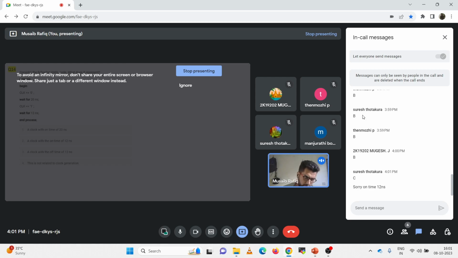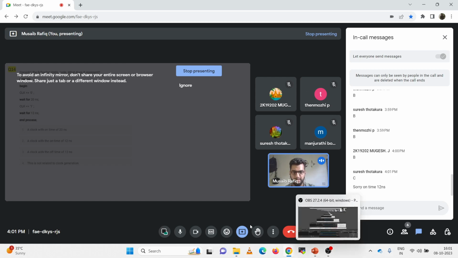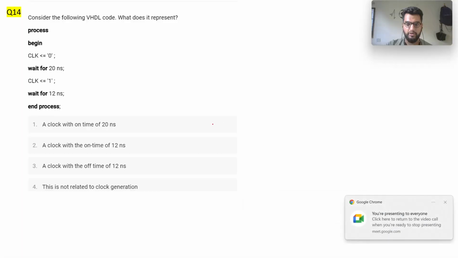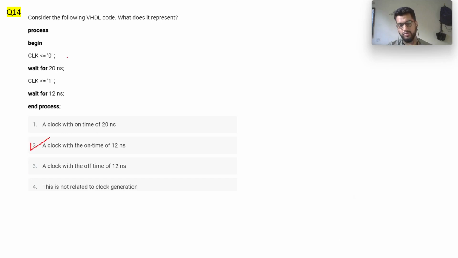Okay, some of you have written. Okay, you corrected. Yeah, I was just expecting that. As you rightly pointed out, this is basically a clock with on time of 12 nanoseconds. So option B. One thing I wanted to point out: this is a never-ending cycle because nothing is specified in the sensitivity list here. So it will produce a clock like this, where on time is 12 and off time is 20.